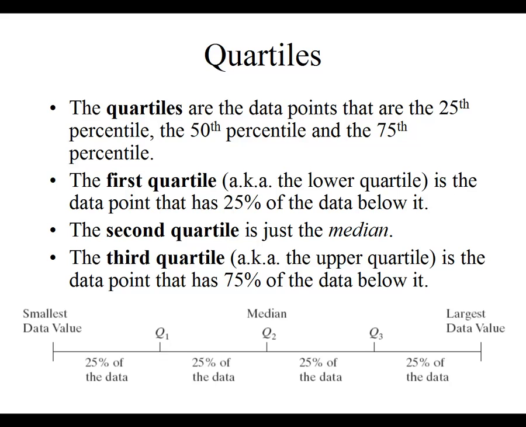Now to calculate these by hand, we've already talked about calculating the median. Once you find the median, you break the rest of the data up into two sets, the values below the median and the values above it. And then for each of those sets, you find the median again. So the median of the lower half of the set is Q1, the median of the upper half is Q3.